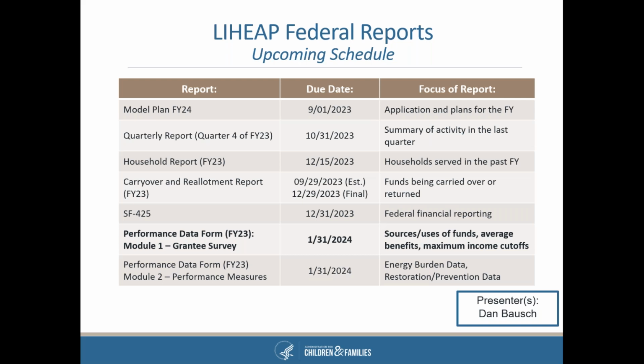The carryover and reallotment report, the estimated report was due back in September, but your updated and final report will be due at the end of December. And this is all about the funds that you didn't obligate in FY 2023 that you're carrying into FY 24, into this year. The SF 425, this is the federal financial report, and this is due at the end of December. And you'll notice it coincides with that carryover and reallotment report because we anticipate that as you do that FFR, that you're thinking about finalizing that carryover number.